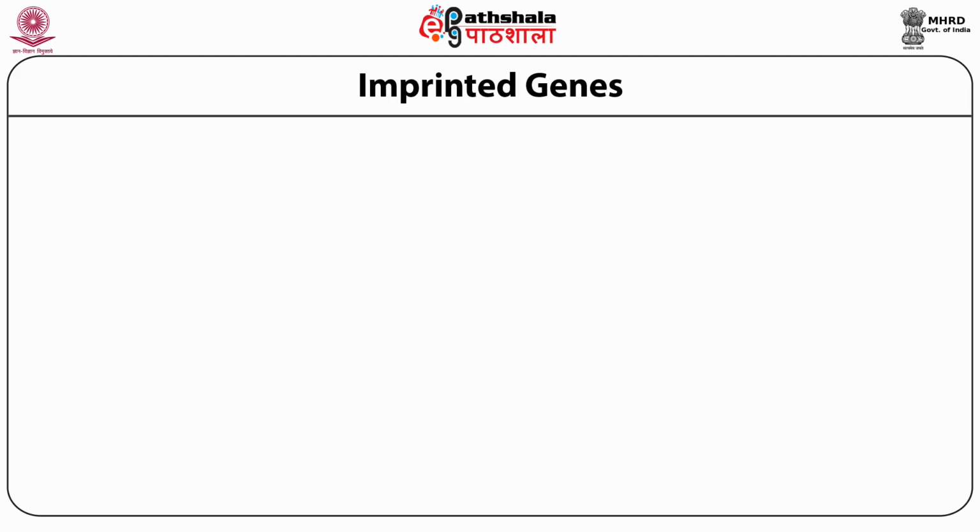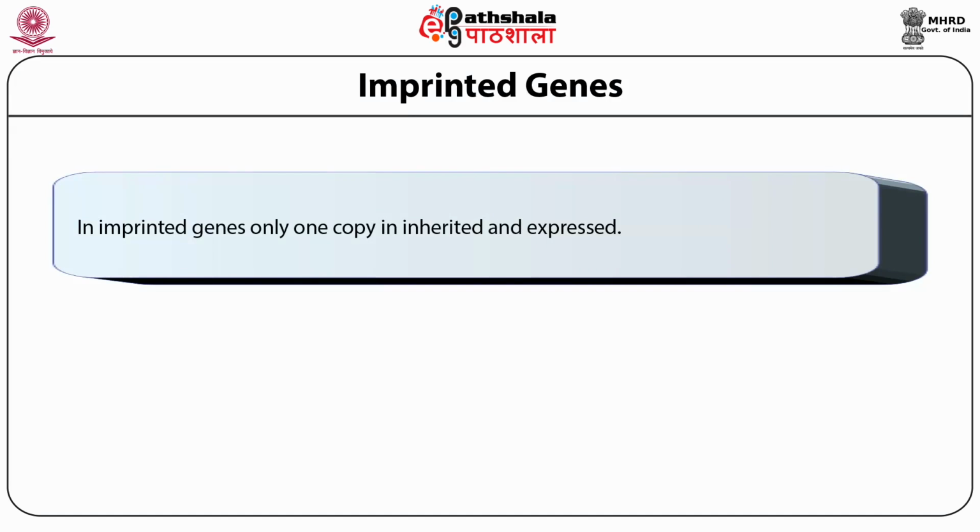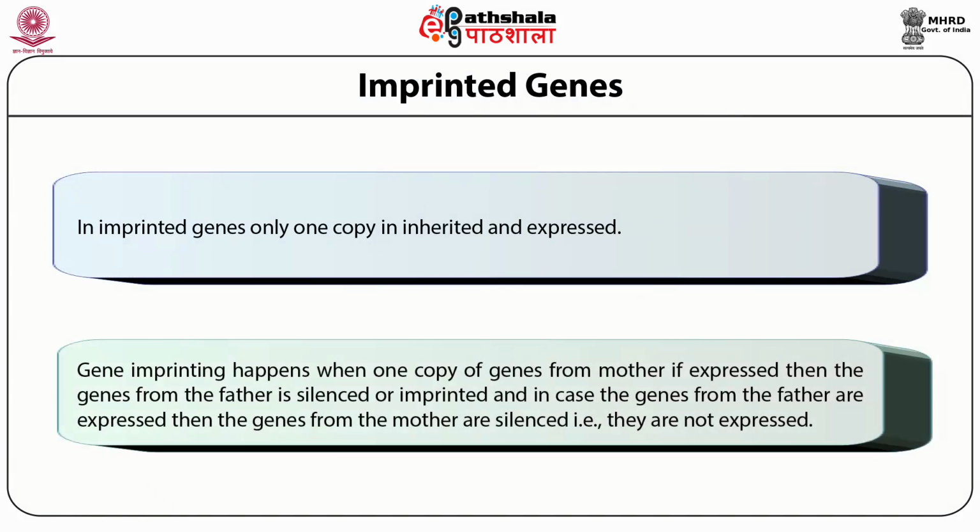Imprinted gene is another factor which contributes towards obesity. An individual inherits two copies of the gene, one from the mother and one from the father. Genomic imprinting can be defined as the expression of genes according to the maternal and paternal origin. In imprinted genes, only one copy is inherited and expressed. Gene imprinting happens when one copy of genes from the mother is expressed, then the genes from the father are silenced or imprinted, and in case the genes from the father are expressed, then the genes from the mother are silenced. That is, they are not expressed.